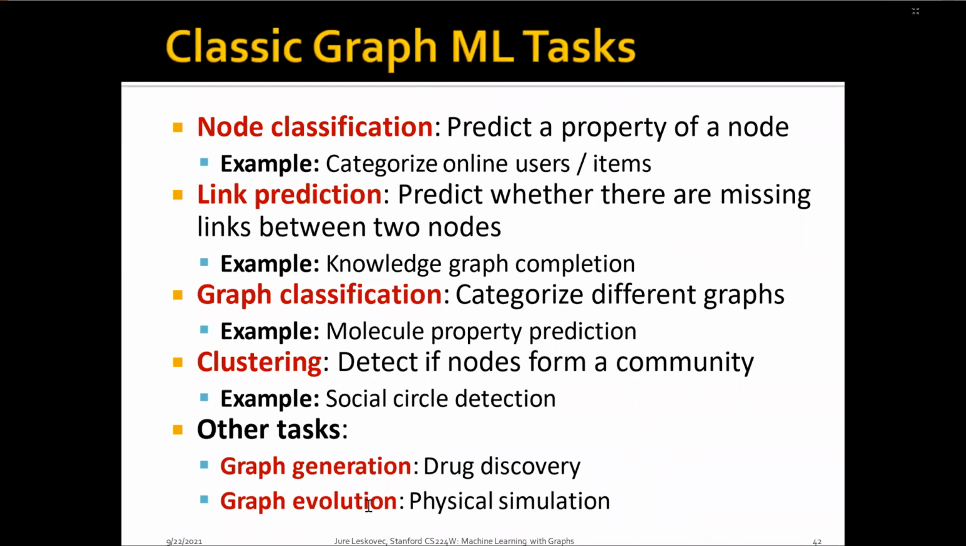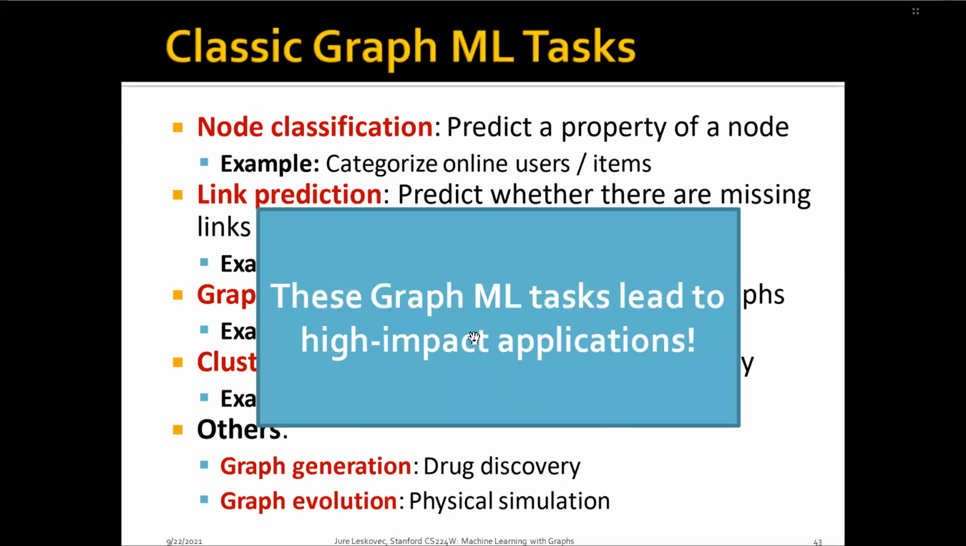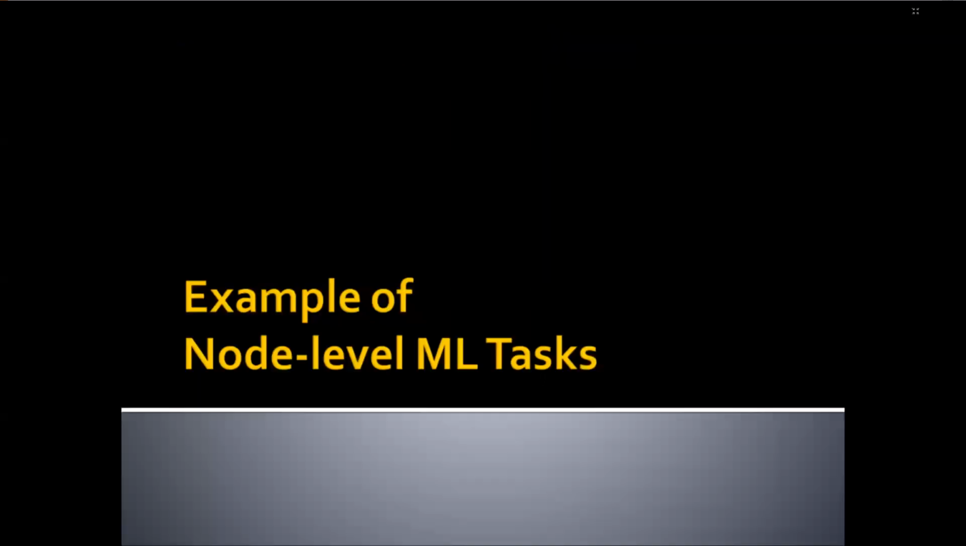And also the graph evolution, so it can be used to do physical simulations, which I'm going to show a very cool short movie of later on, where you can see how the graph can evolve to look really realistic compared to the actual physical modeling. So these graph ML tasks lead to really high impact applications.